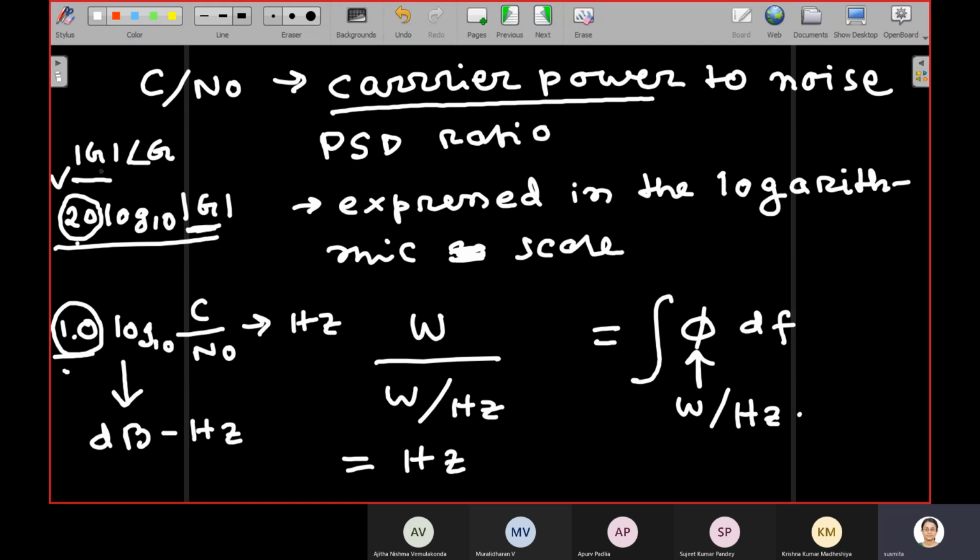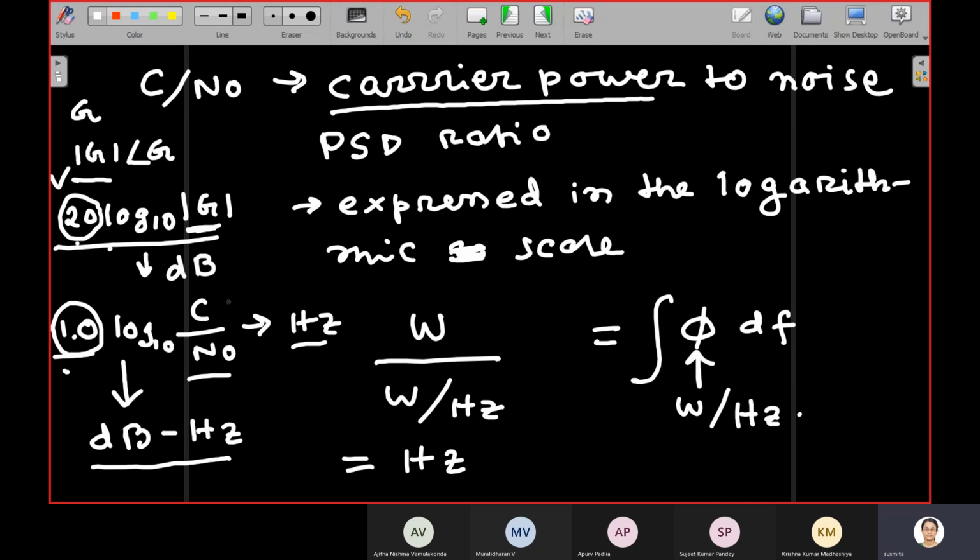And what is the unit of the transfer function? Transfer function is unitless, right? So when you take the logarithm of a unitless quantity, the unit that you get is simply dB, right? Now in this case, it has unit hertz, and when we are doing the logarithm, we are getting dB hertz. But the difference between these two is that here we are multiplying 10 before logarithm, and here we are multiplying 20.